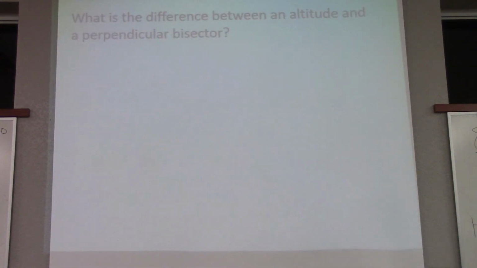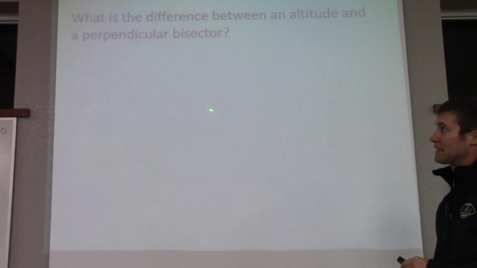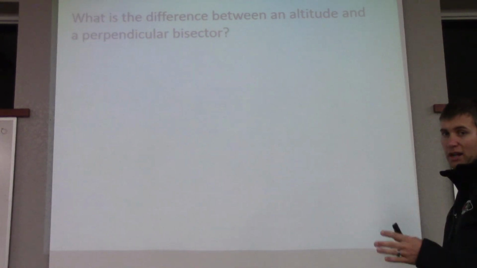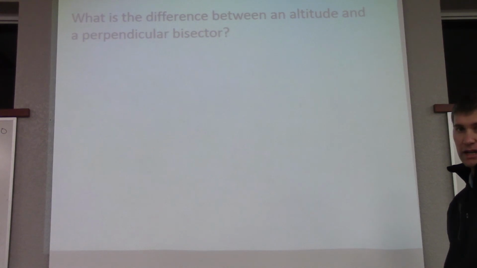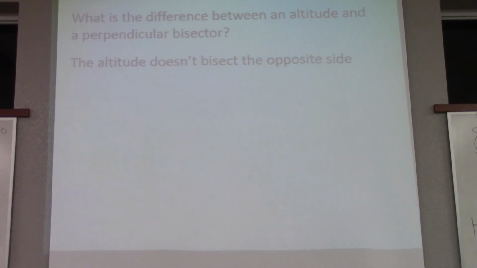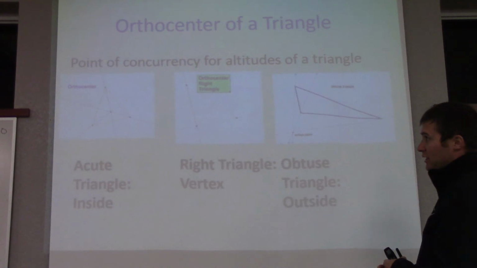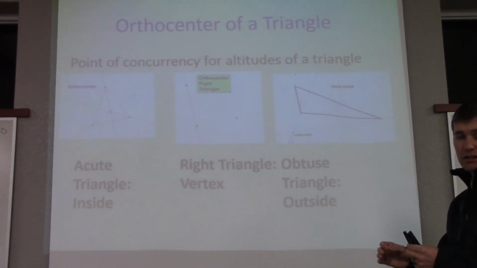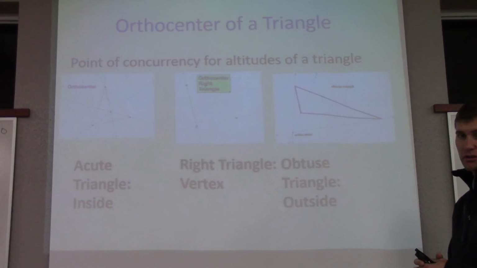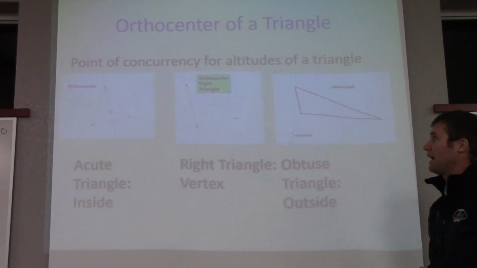So last example. What's the difference between an altitude and a perpendicular bisector? Well, an altitude doesn't have to bisect the side. A perpendicular bisector meets at a right angle and it bisects the side. Altitude doesn't. And so the orthocenter of a triangle is where the altitudes meet. So if it's acute, it meets inside. If it's a right triangle, it meets on the triangle itself. And if it's obtuse, it'll meet on the outside.